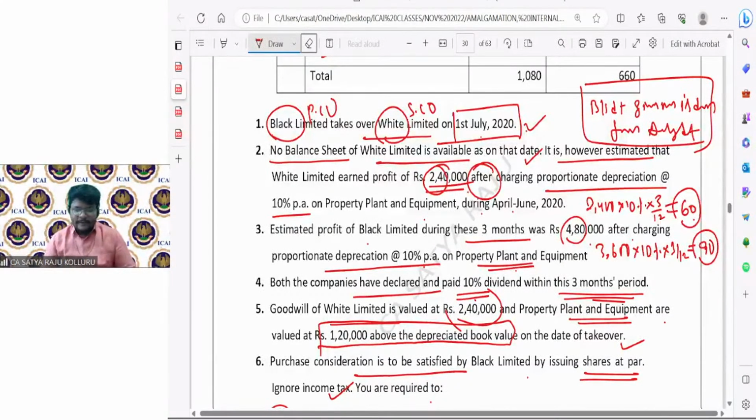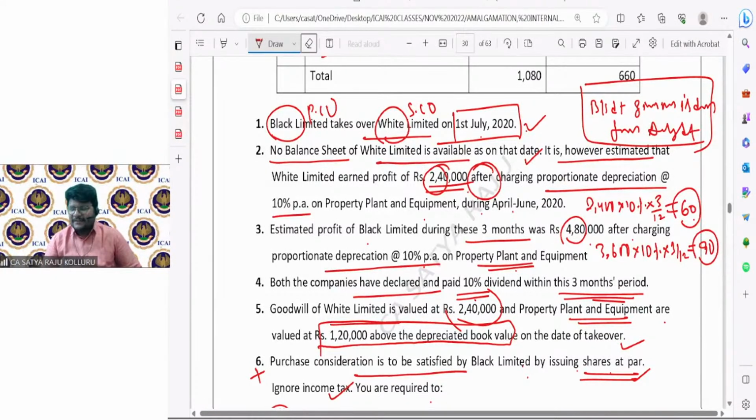Method of PC. Sir, he is only providing that purchase consideration is to be satisfied by Black Limited by issuing shares at par. The issued shares are at par. But how much do I need to issue? I don't know. Sir, how much worth should I issue if I don't know? Which method should I adopt?